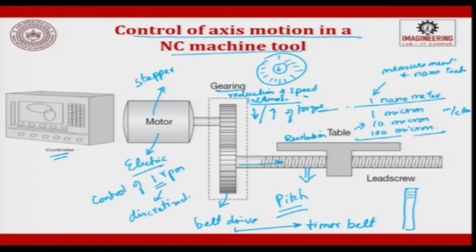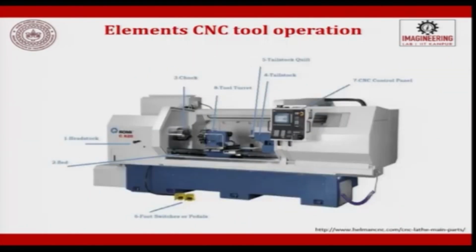Timer belts are belts like this. When you see the cross section or the internal of this belt, you will have striations like this, and the gears or the pulley will have matching striations. We always attach it to a belt drive with a timer belt if the distances are far off. When you look at the elements of a CNC machine, this is a turning machine.